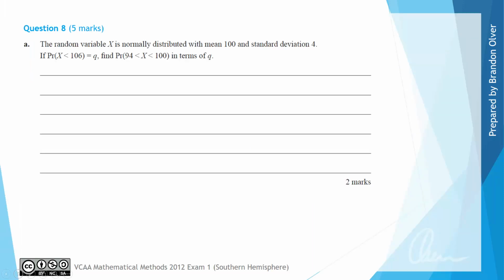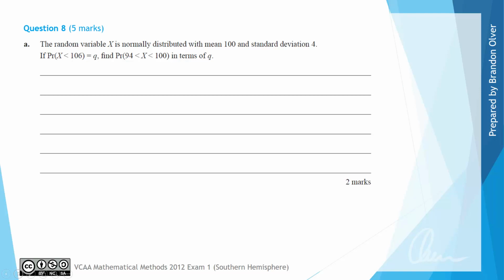For part A, we have the random variable x is normally distributed with a mean of 100 and a standard deviation of 4. If the probability x is less than 106 equals q, find the probability that x is between 94 and 100 in terms of q.